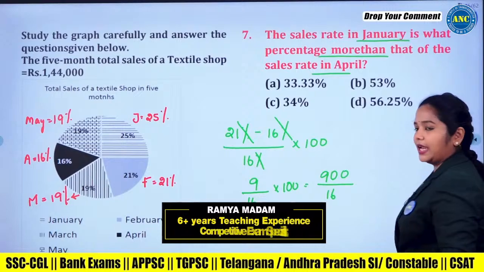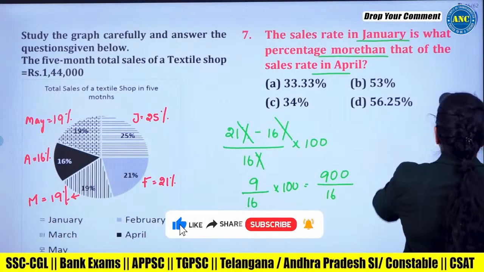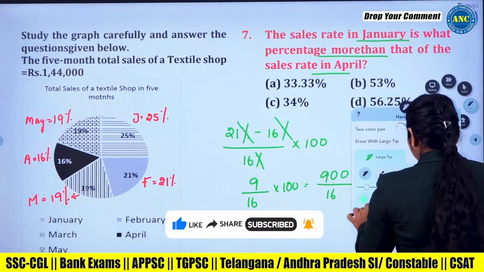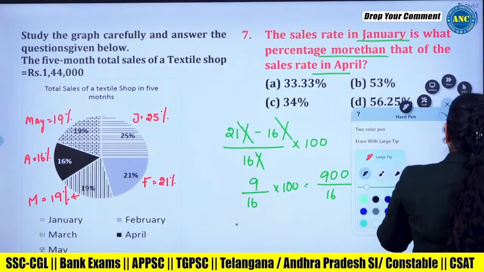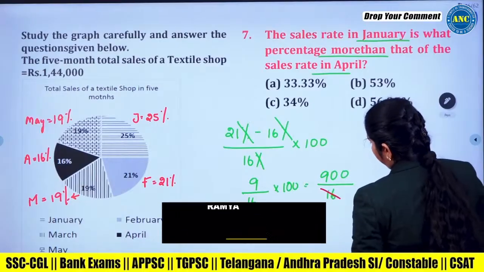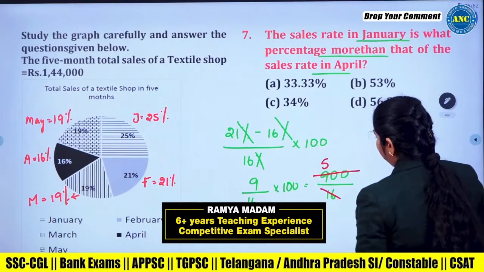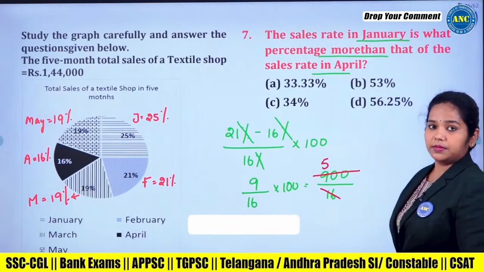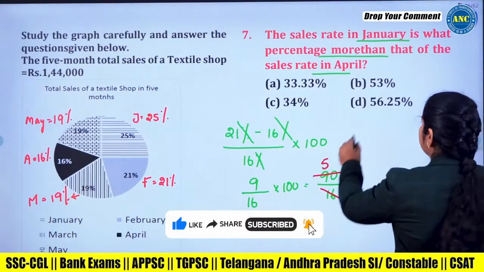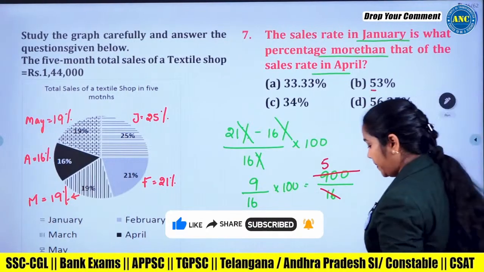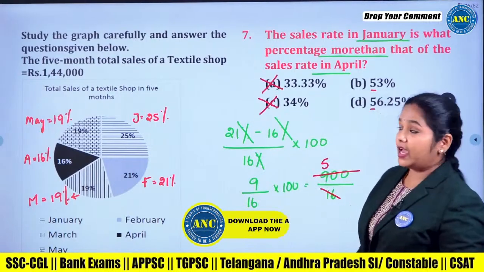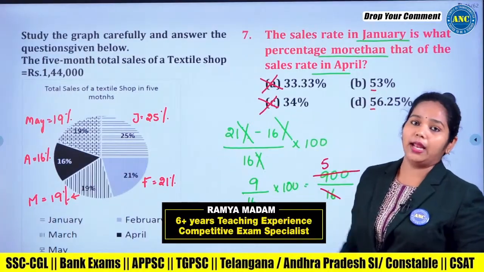Now if you see 900 by 16, how many multiples of 16 can we go near 9? 16, 5 times we can go near 9. Yes, 16 5s are 80. See the options? Only 2 options are starting with 5. That means we can rule out option A and option C. Here we are 50% nearer to our answer.